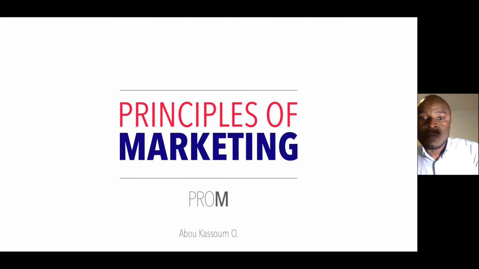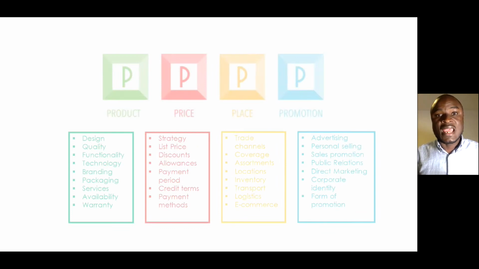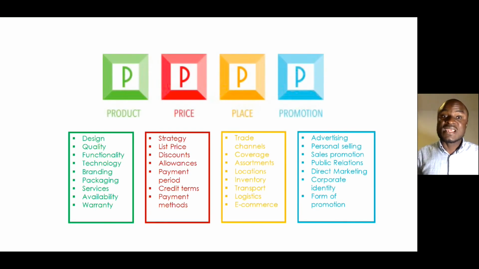So today we want to talk about the second P, which is the most important piece, I consider. Why? Because we are going to talk about pricing. If we talk about pricing, it means that we want to find out about strategies: list price, discount, allowance, payment period or credit terms, and payment methods.